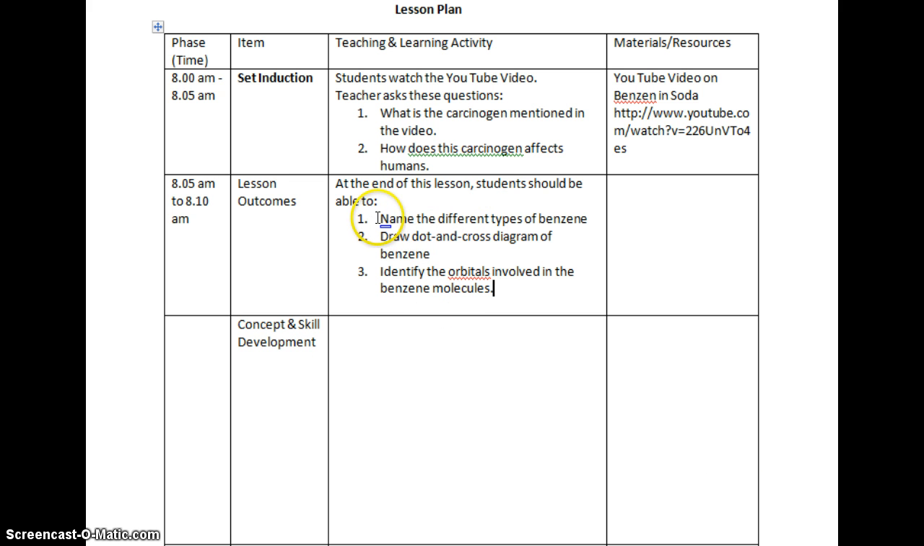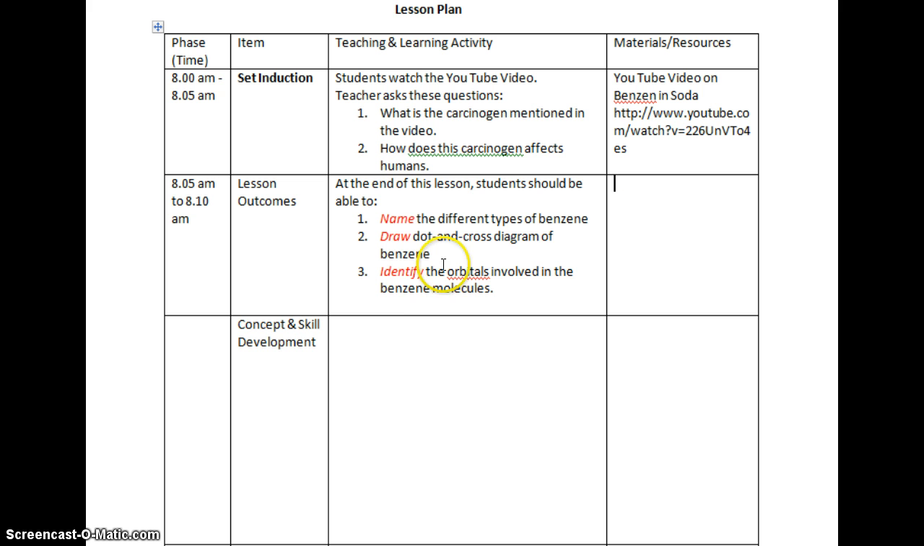Remember we did mention that it should be observable, measurable, and there must be a verb here. So I'll just highlight that. Name is a verb, draw is a verb, and identify is also a verb. So at the end of the lesson, you have to ensure that your students actually would be able to do all these things.